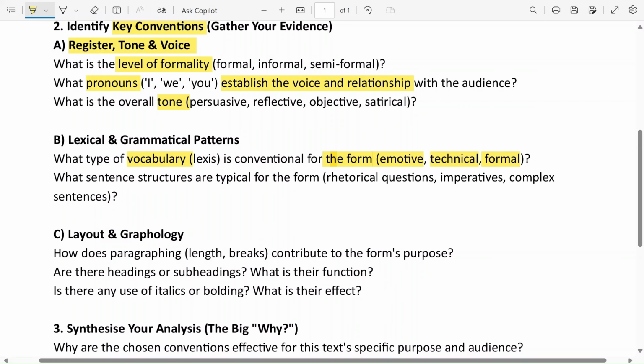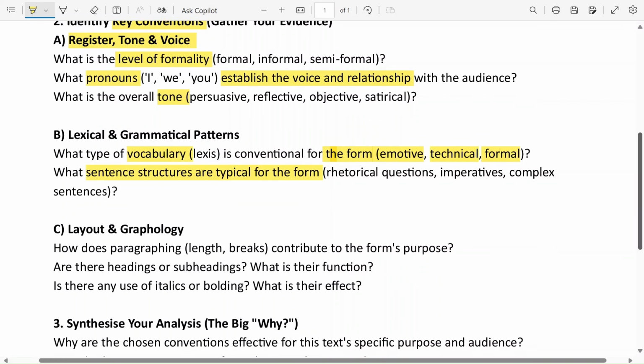And in terms of sentence structure, look if there are rhetorical questions, imperatives, or triadic lists or lists of three. Those would be present in a speech most likely. In a broadsheet article, you would most likely find more complex sentences than in a magazine article for teens, for example.